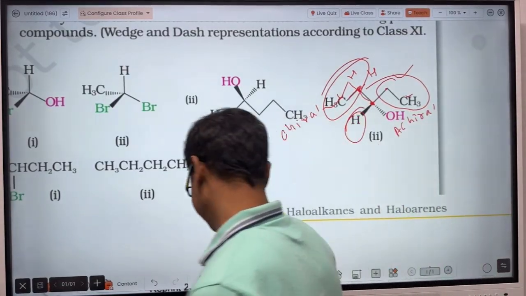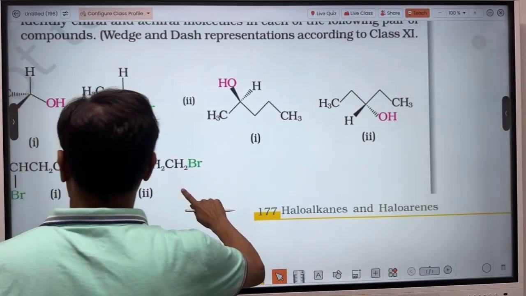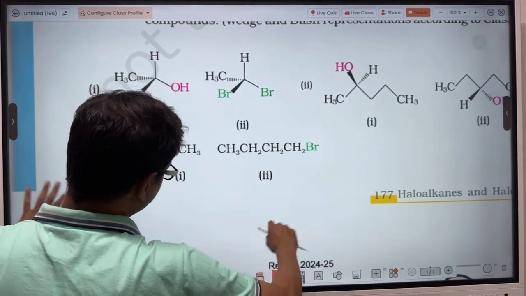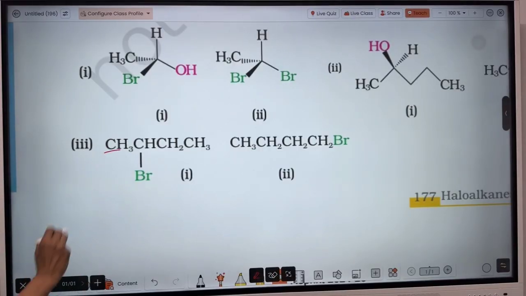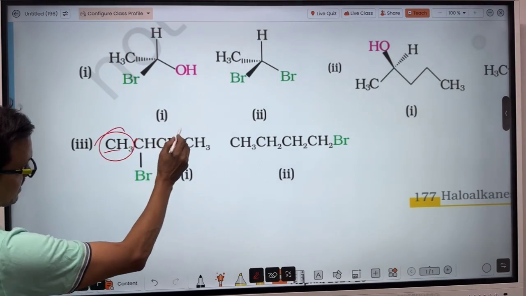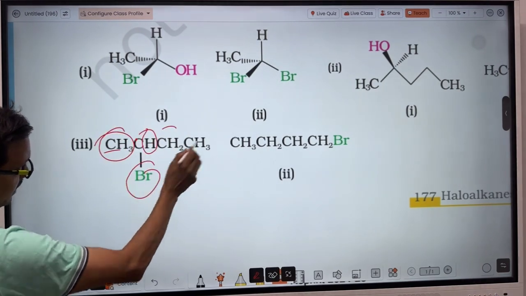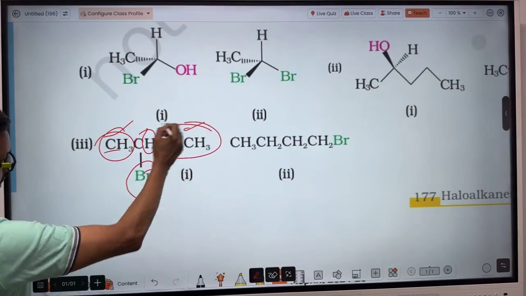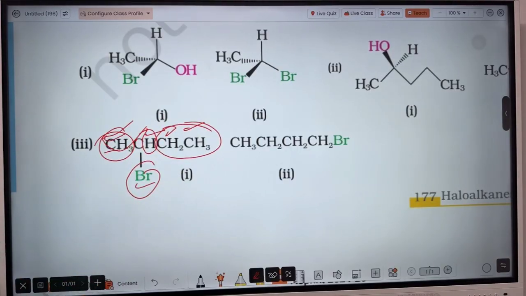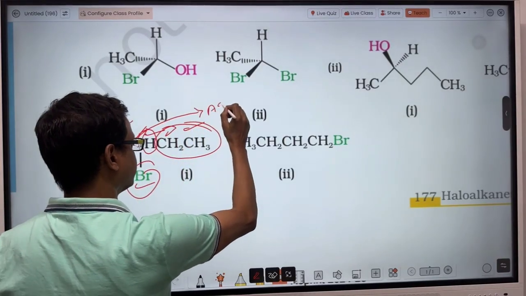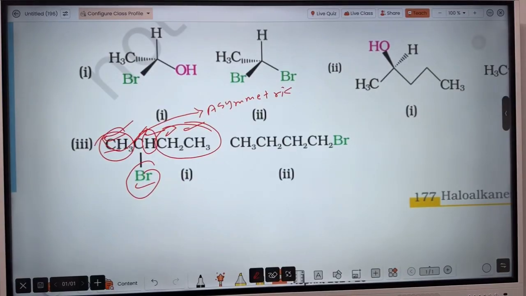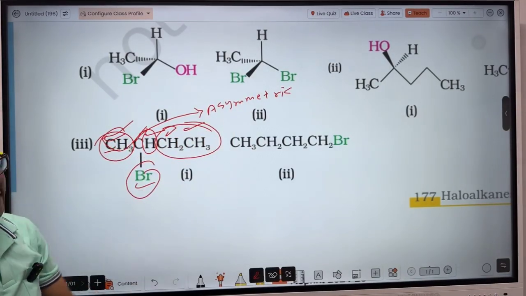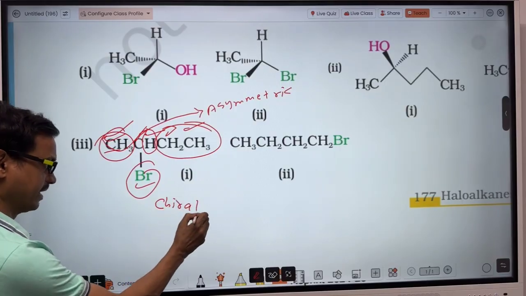Okay, now let's see the next question. In this molecule, chiral and achiral, let's see. This one is not asymmetric because 3 hydrogens are the same. Now let's see about this carbon. Here is methyl, here is hydrogen, one bromine, and here is ethyl. So this carbon is asymmetric. So in this molecule there is an asymmetric carbon, and that's why this molecule will be chiral.